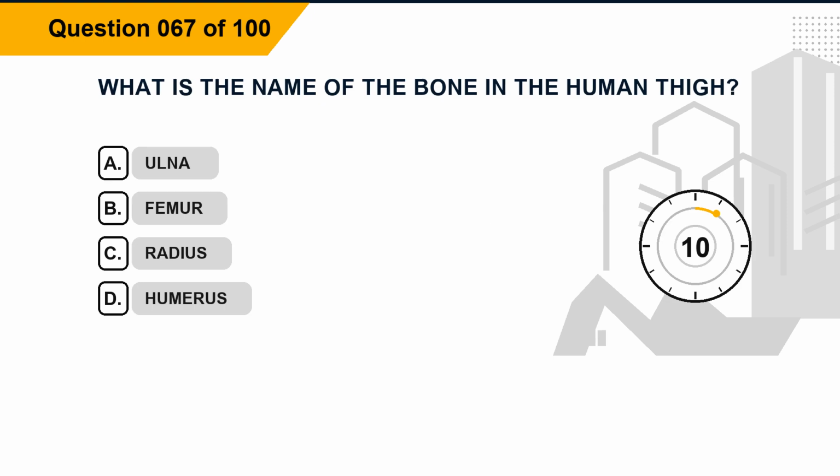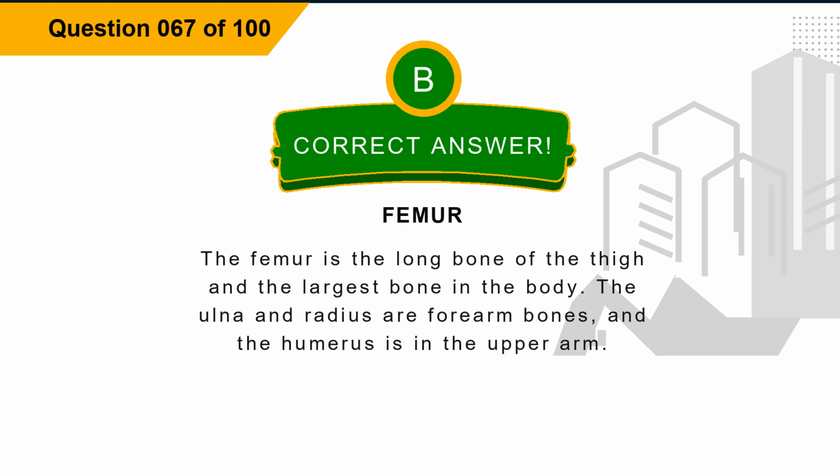Question 67. What is the name of the bone in the human thigh? Option A, ulna. Option B, femur. Option C, radius. Option D, humerus. The correct answer is option B, femur. Explanation. The femur is the long bone of the thigh and the largest bone in the body. The ulna and radius are forearm bones, and the humerus is in the upper arm.